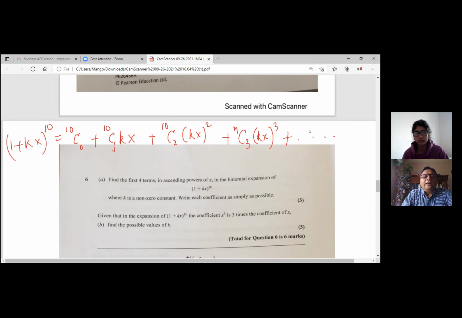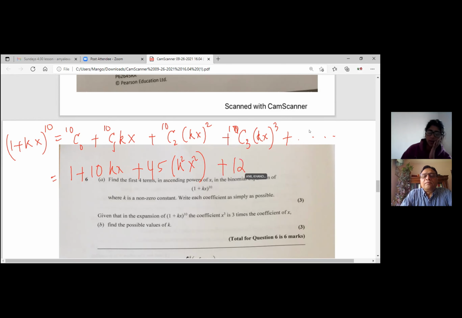So n is 10 for us. Let me write 10 here. Now you can calculate what is 10C0, 10C1, 10C2, and all those things. C0 is 1, and this is 10. So you get 1 plus 10kx plus 45 k squared x squared, and then plus 120 k cubed x cubed. So you get this expression.